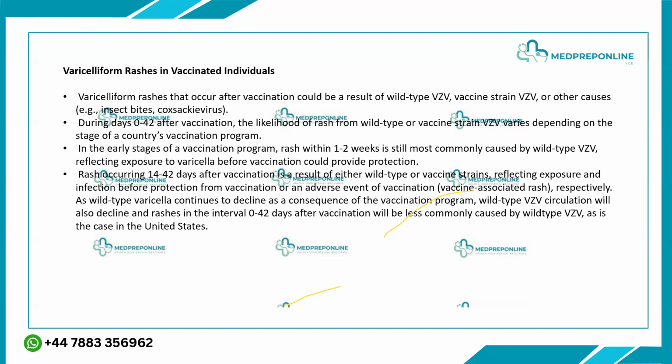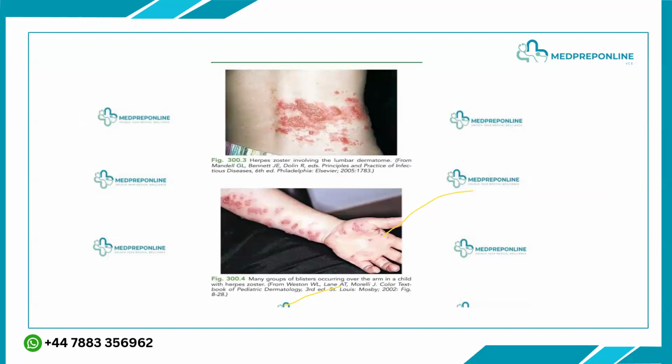खतरनाक होंगे. Rash occurring 14 to 42 days after vaccination is a result of either wild type or vaccine strain, reflecting exposure and infection before protection from vaccination or an adverse event of vaccination. As wild type varicella continues to decline as a consequence of the vaccination program, wild type varicella zoster circulation will also decline, and rashes in the interval 0 to 42 days after vaccination will be less commonly caused by wild type. ठीक है, so अब basically इसका जो incidence है especially developed countries में ये कम हो चुका है.